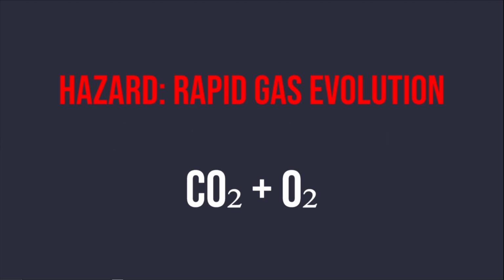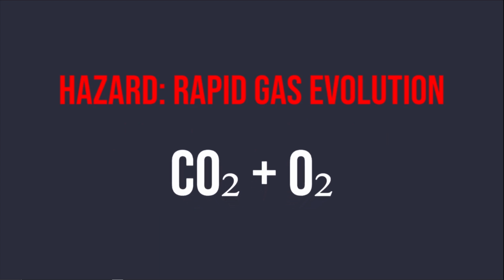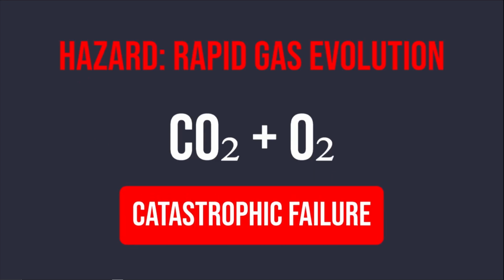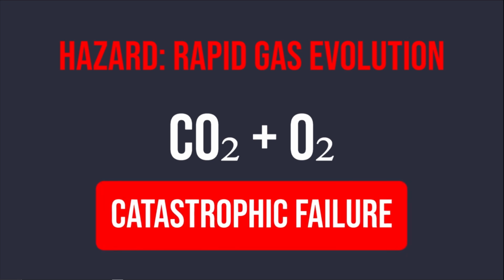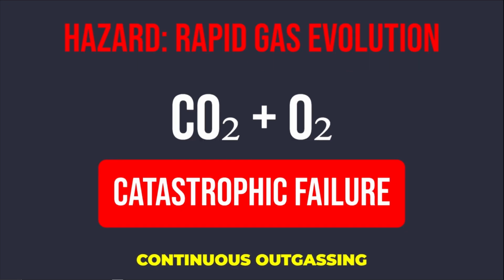One of the most significant hazards associated with this chemistry is the rapid evolution of gas. As the oxidation of carbon proceeds, large volumes of carbon dioxide and oxygen are produced within a very short time frame. If the solution is placed in a closed container, the internal pressure can increase exponentially, leading to a catastrophic structural failure of the vessel.